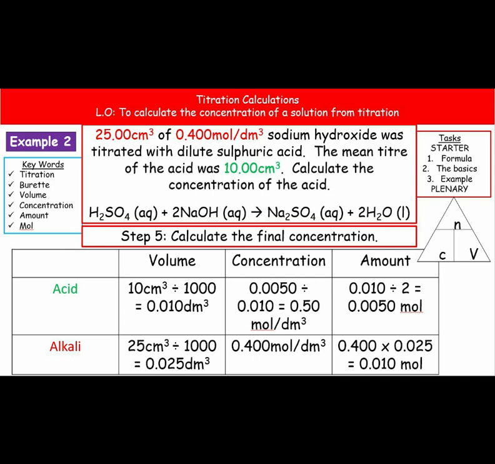So we go back to our formula once more, and we need to rearrange it for the concentration. So remember, concentration is the amount in moles divided by the volume. So our amount in moles is 0.005, and we're going to divide that by the volume, which is 0.01. Put that into your calculator, and what we end up with is a value of 0.5 moles per decimetre cubed.